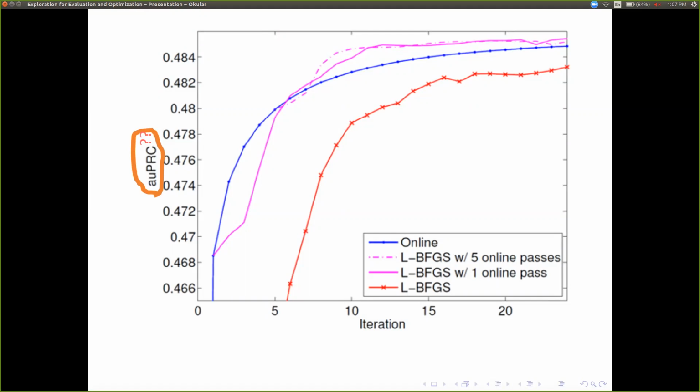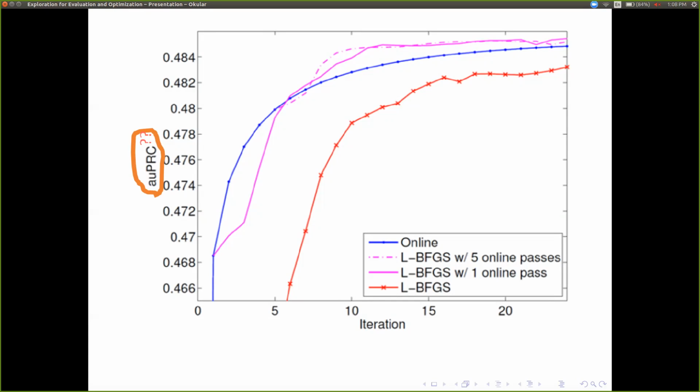Question? Yeah. What does the y-axis mean, AUPRC, and also what is LBFGS? Yeah, so LBFGS is a learning algorithm. It's an optimization algorithm, I should say, which does an approximate Newton step. It's not important here because I'm not going to be talking about LBFGS. I'm worrying about the y-axis.